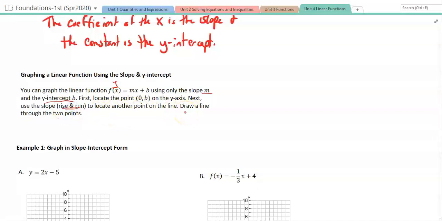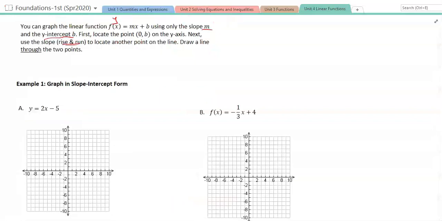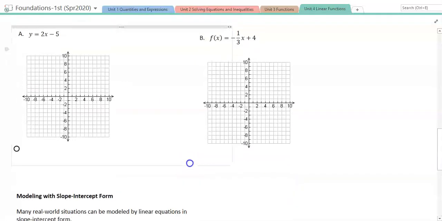One common misconception here is that we just connect the 2 dots and we stop. No, this is a line that continues through those 2 points. It continues on forever. So let's look at example 1a here.